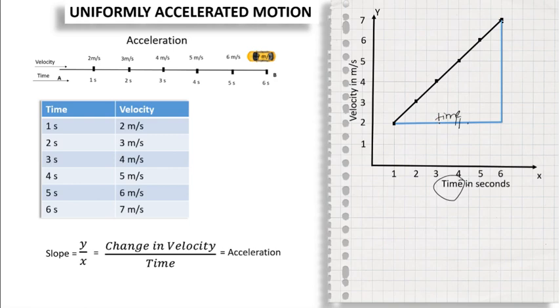And what does this particular line represent? This is parallel to velocity. So this is representing velocity. Right? So let us write here A, B and C.